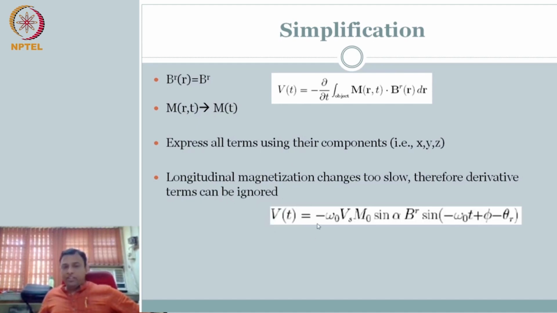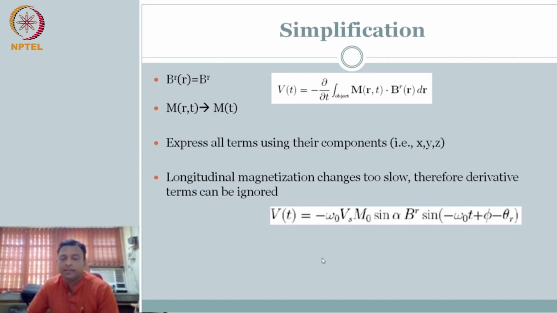We can write V of t is nothing but omega naught Vs. Vs is now sample volume, not voltage. This is a very common mistake students have when you read the text. Vs is sample volume, not your voltage. Okay, so beware of that. Then you have your M naught, S sin alpha, Br, and the sine quantity. Okay, so notice now that this is your voltage that you are getting.